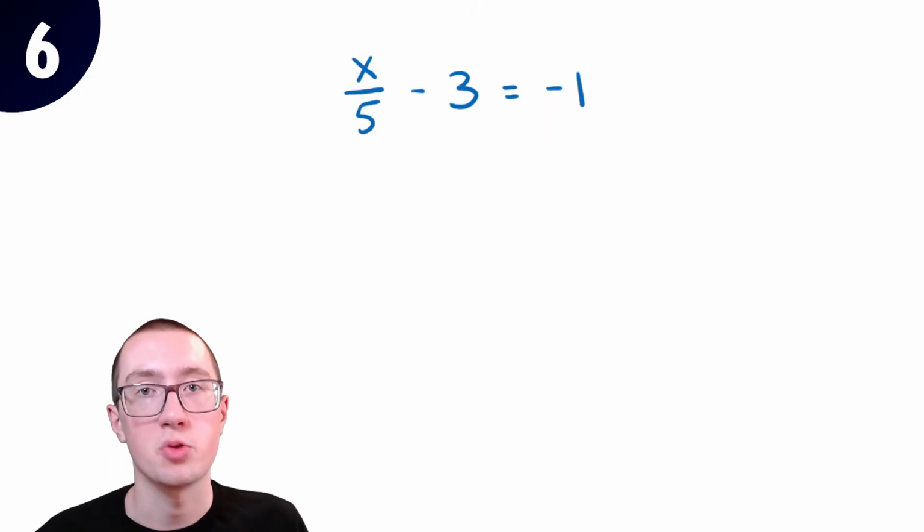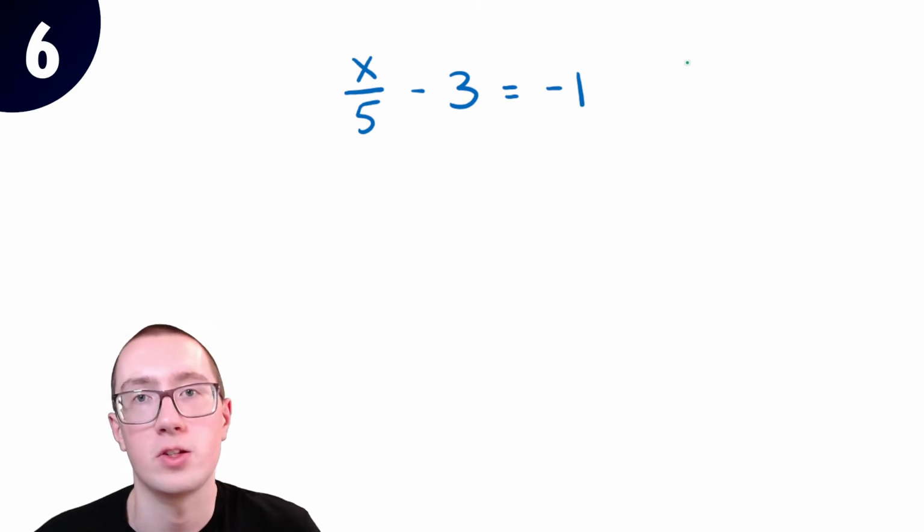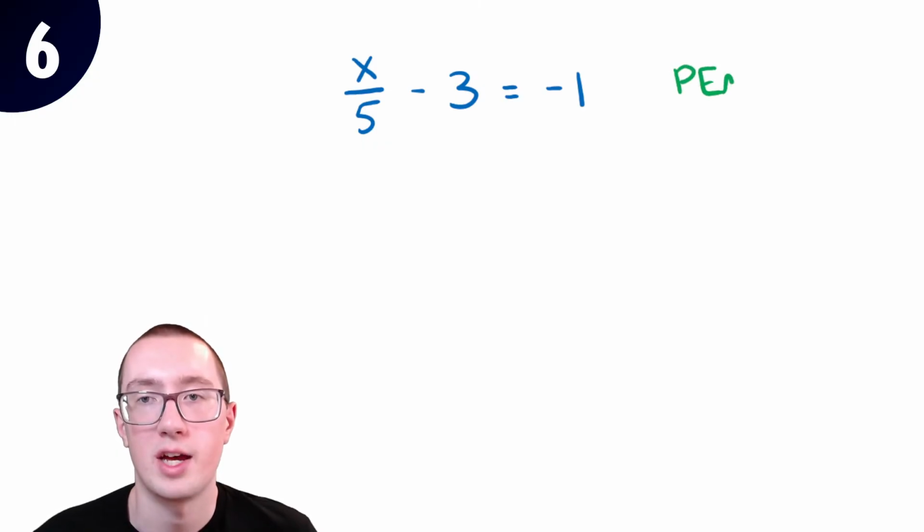Now, that last problem we were able to do in just one step, because there was only one thing we had to get rid of. But most algebra problems have multiple things that you have to get rid of, and so we're going to have to do multiple steps. So to get x by itself here, we have to get rid of this 5 at the bottom of the fraction, and we have to get rid of this negative 3. So if you're not sure which one to get rid of first, technically you could do both. But if you want the easiest way to know which ones to do first, then we can use PEMDAS.